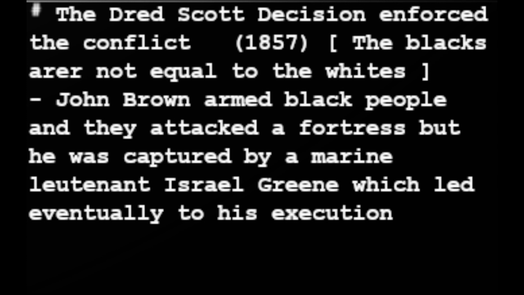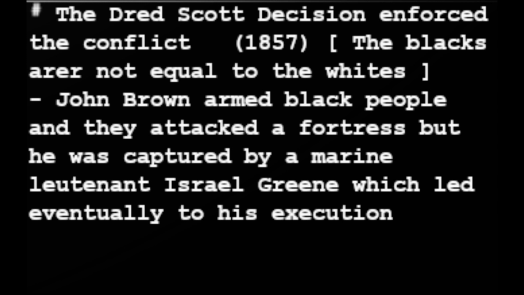Then in 1857, the Dred Scott decision. This is quite important. The U.S. Supreme Court said that the blacks are not equal with the whites, so they are not included in the American Constitution, which enforced the conflict between these two supporters. So we are giving the right to those who supported slaves to carry on with slavery, and the North does not want slavery.